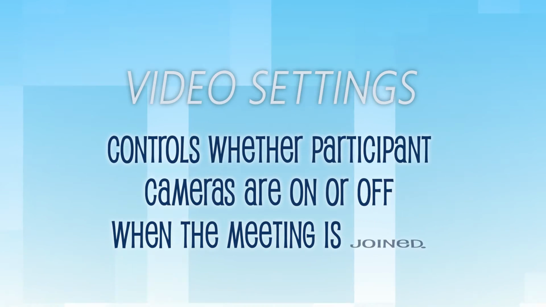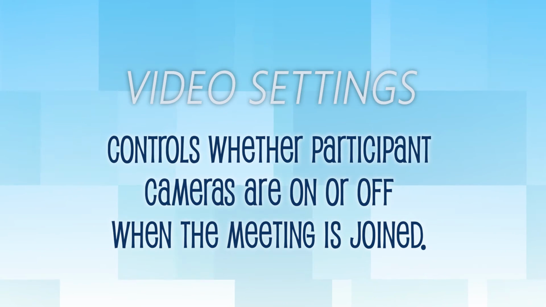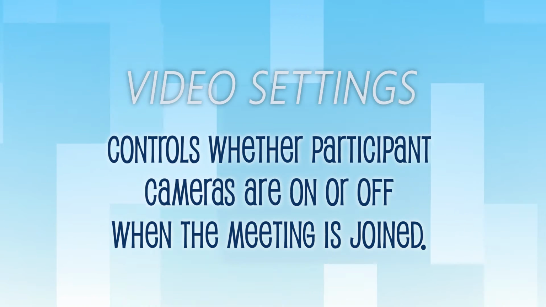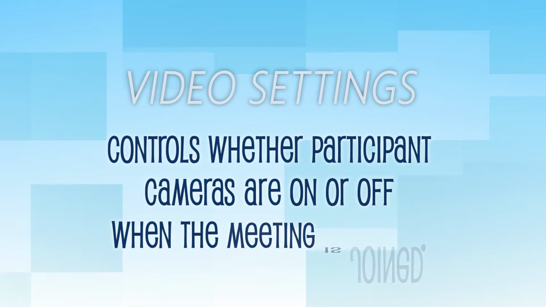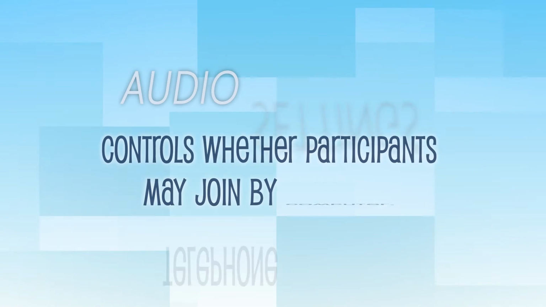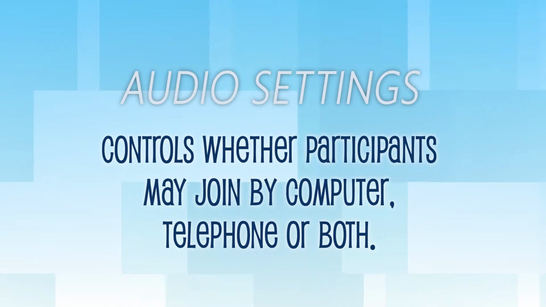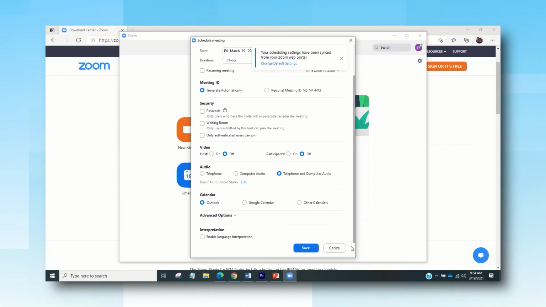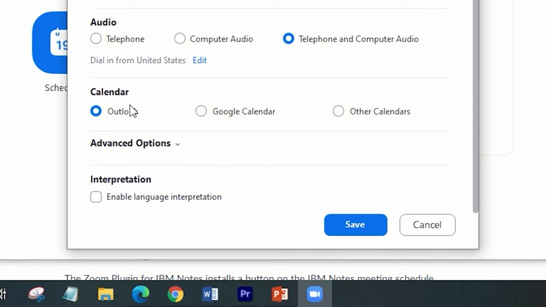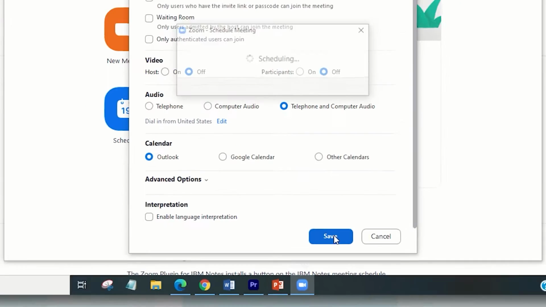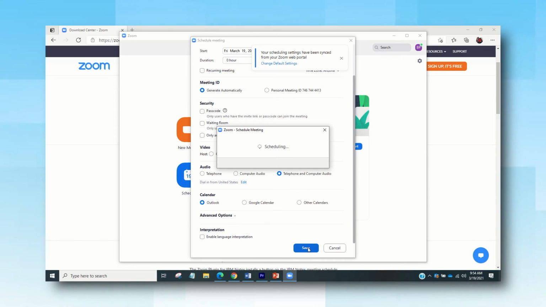The video settings are whether the host's, yours, or the participants', the invitees', cameras are switched off when they enter the main meeting room. The audio settings allow you to choose whether participants may join the meeting by telephone, computer, or both. The calendar feature allows you to invite participants through one of 3 email calendar options. Since we are Microsoft-based in TUSD, keep this option set to Outlook and then click Save.